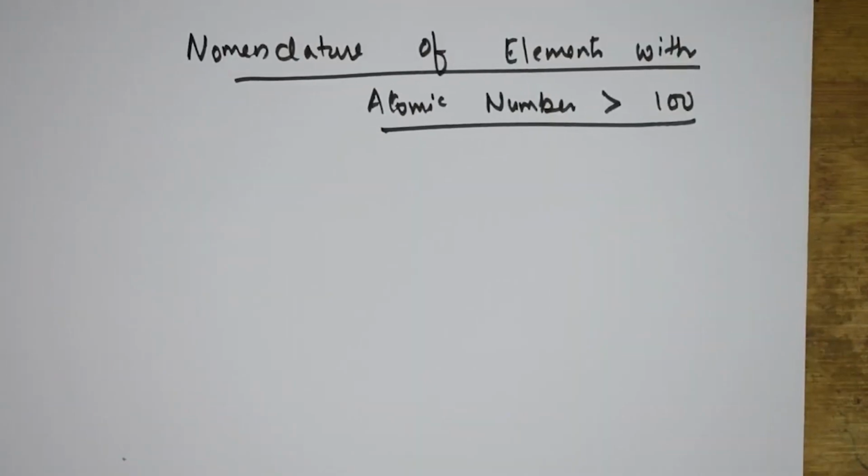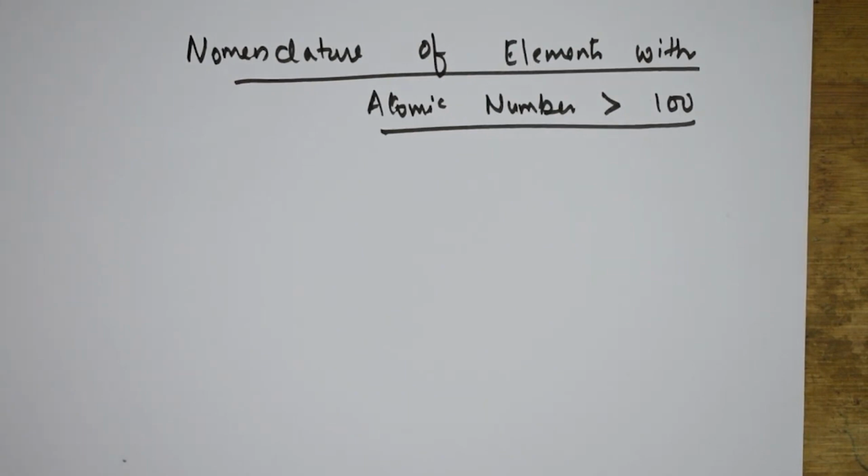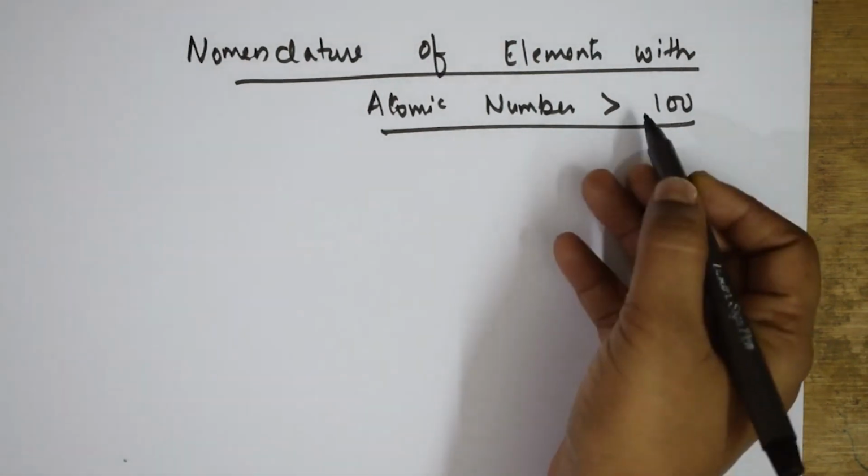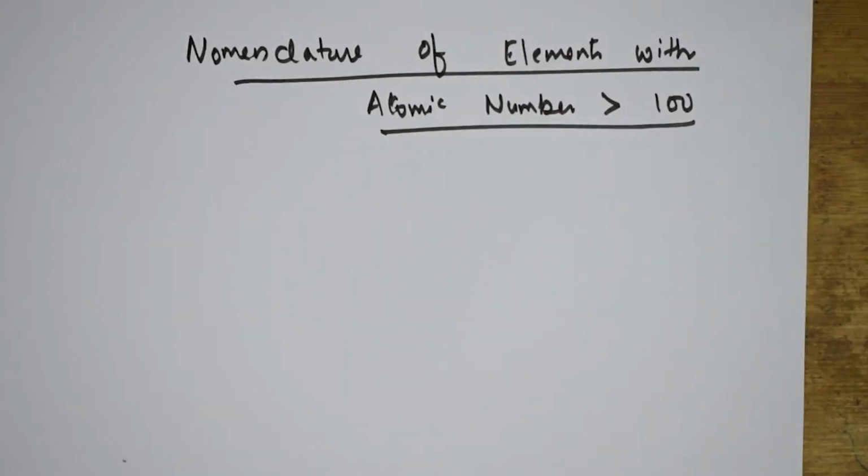So welcome back, students. After electron affinity and electronegativity, now we'll be learning the last topic of the chapter, that is nomenclature of elements with atomic number. So IUPAC, basically, we get the terminology, the naming is being given by IUPAC, isn't it? It is the International Union of Pure and Applied Chemistry, right? So, IUPAC proposed a system for naming elements with atomic number greater than 100. So, let us see the rules.